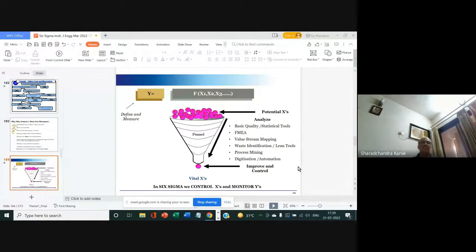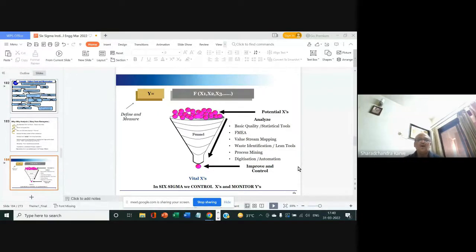So we looked at various tools. We looked at process mapping, and from process mapping we can understand how the potential X's can be identified. Once you know the potential X's, the next step is to screen those X's in the analyze phase. Last time we looked at basic quality tools and the new 7 QC tools, out of which we selected only one, that is tree analysis, and also looked at Y-Y analysis. From that we proceed today.